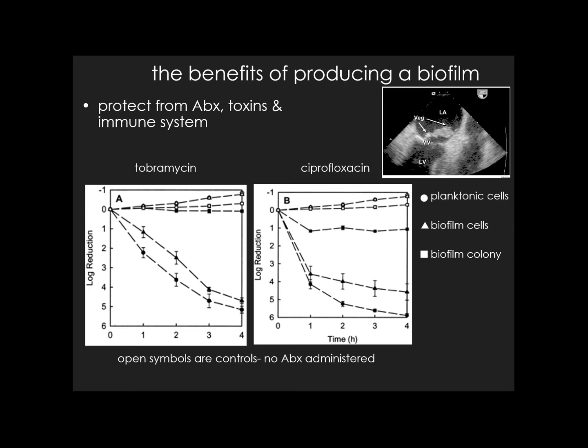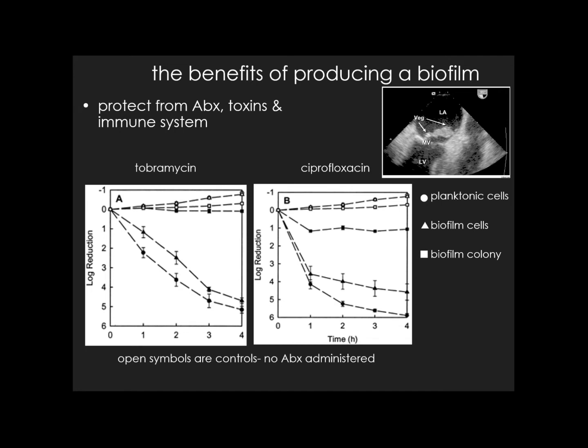So we have tobramycin on the left and ciprofloxacin on the right, and we've exposed these cells to these antibiotics, and let's check out what happens. So if we look at tobramycin, we have both control and experimental data. The open circles and triangles and squares are the controls, and the filled in circles, triangles, and squares are the treatments.